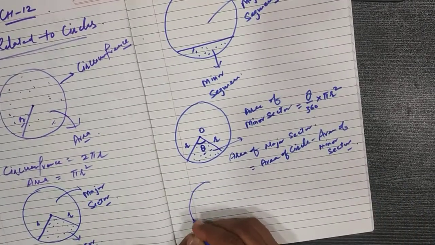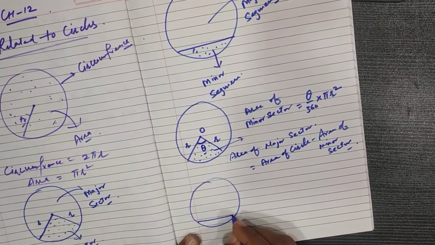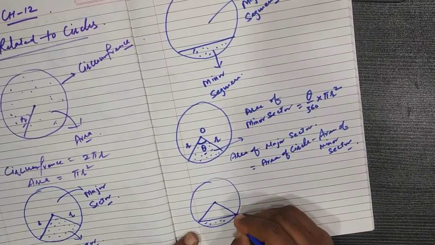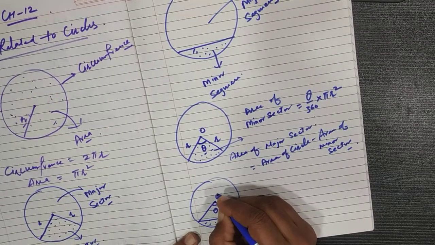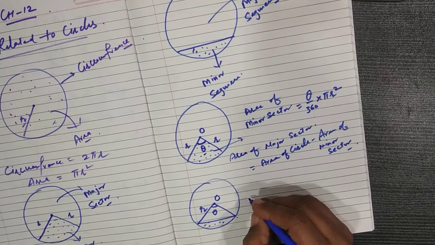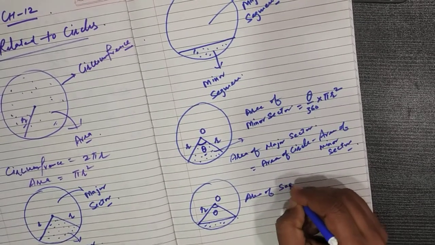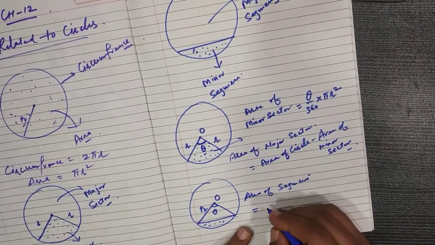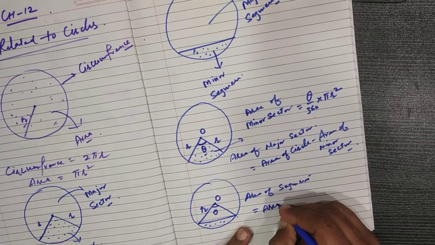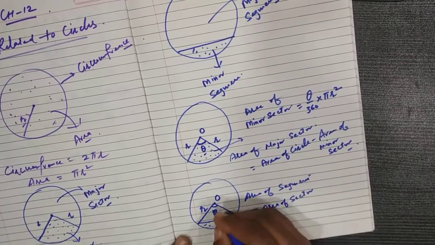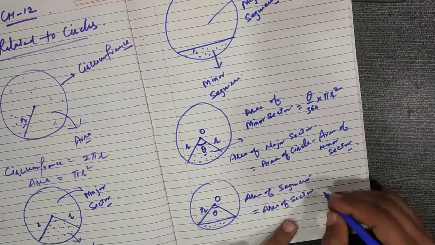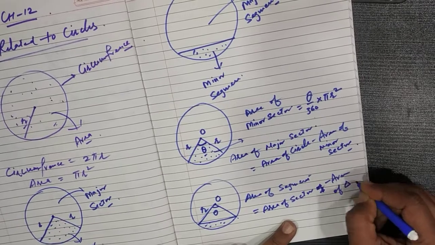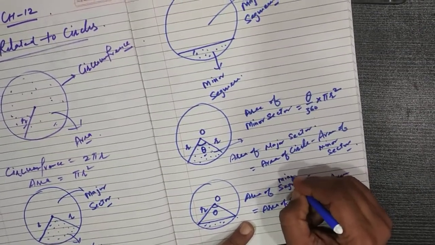Now comes the area of the segment. This is a segment. Suppose the chord makes an angle of theta at the center. These are the radii. Now you have to find the area of the segment. So for finding the area of the segment, you will write area of this sector minus area of this triangle. Area of sector minus area of triangle. Now this segment is also a minor segment.